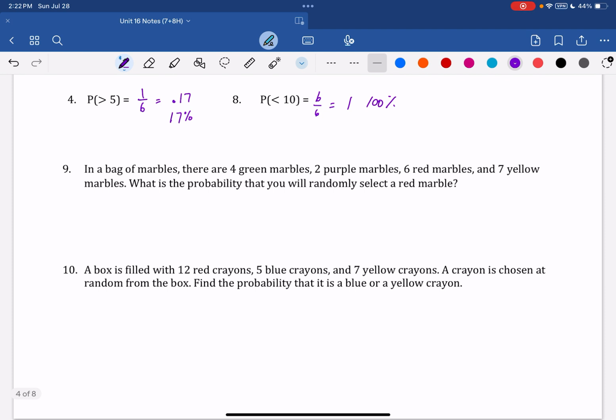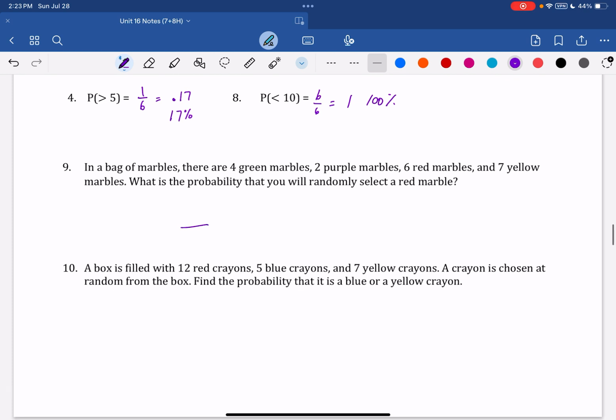In a bag of marbles, there are 4 green marbles, 2 purple marbles, 6 red marbles, and 7 yellow marbles. What is the probability that you will randomly select a red marble? So how many marbles are in the bag? 4 plus 2 is 6, plus 6 is 12, plus 7, so there's 19 total marbles. And red, there are 6. So you have a 6 in 19 chance, which is 0.32 or about a 32% chance.